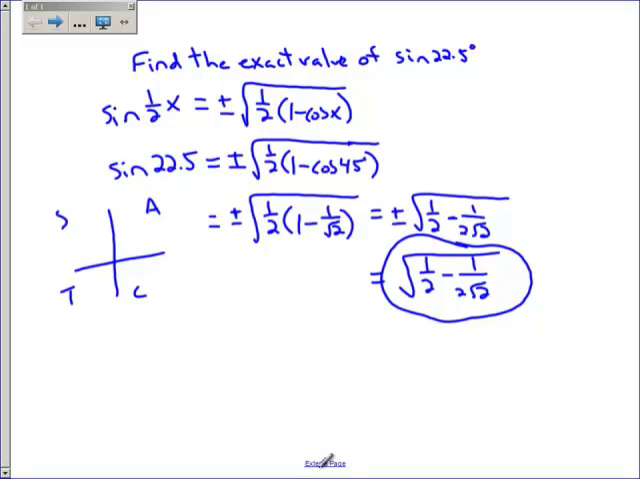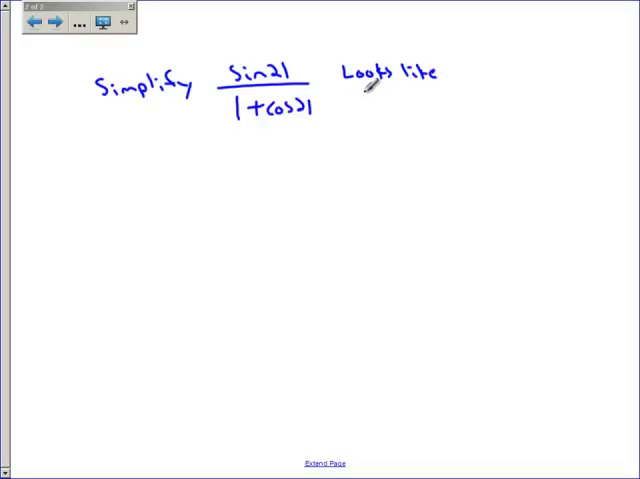Okay, so then let's go to another page here, and let's do another example. Let's simplify sine of 21 over 1 plus the cosine of 21. So let's go look at that formula chart and see what that looks like. You're going to see that this looks like a tangent of 1/2 x formula.